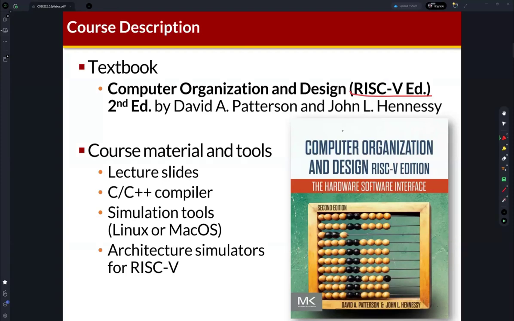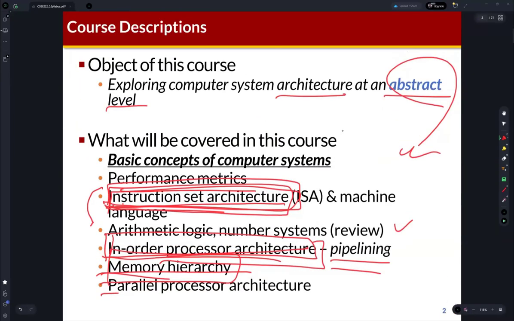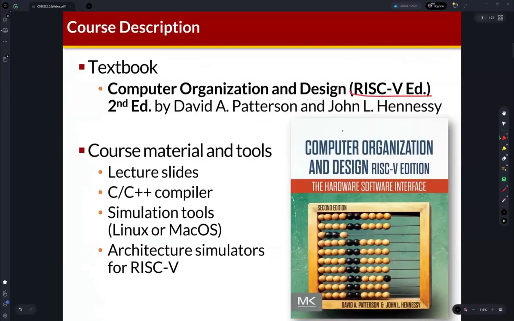This is not a compiler course. But in order to understand the instruction set architecture, we need to use a compiler. A compiler is a translator. It translates our high-level language code into machine code, machine languages. We will use a C or C++ compiler for compiling our high-level language code, and I will provide some lab materials for practicing with compilers.